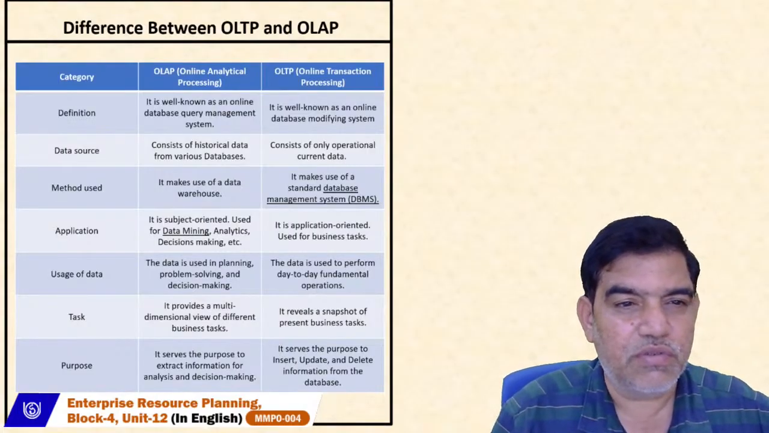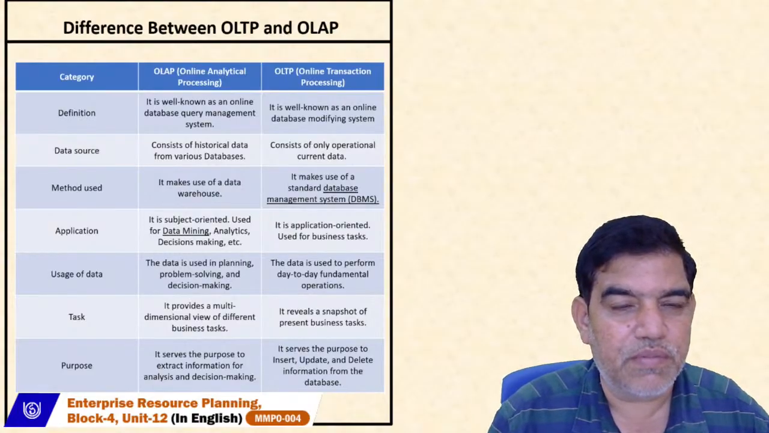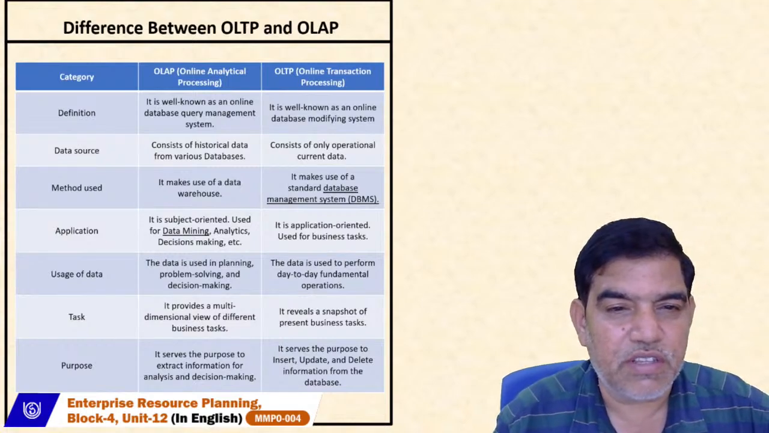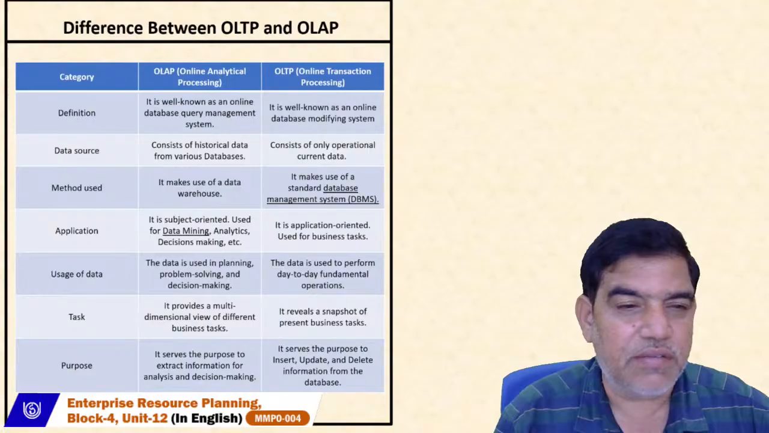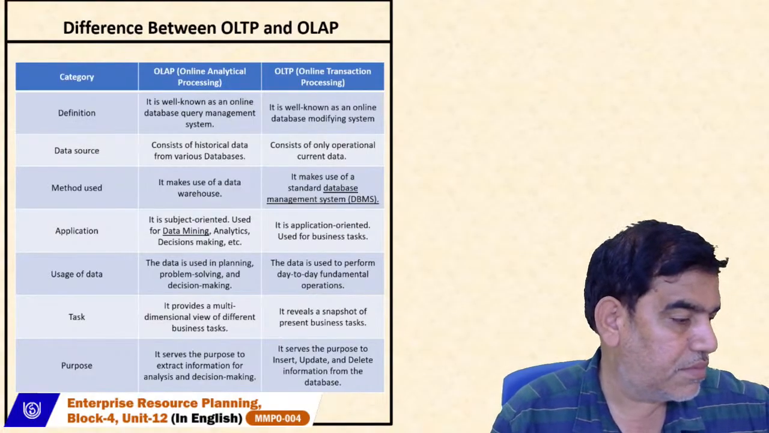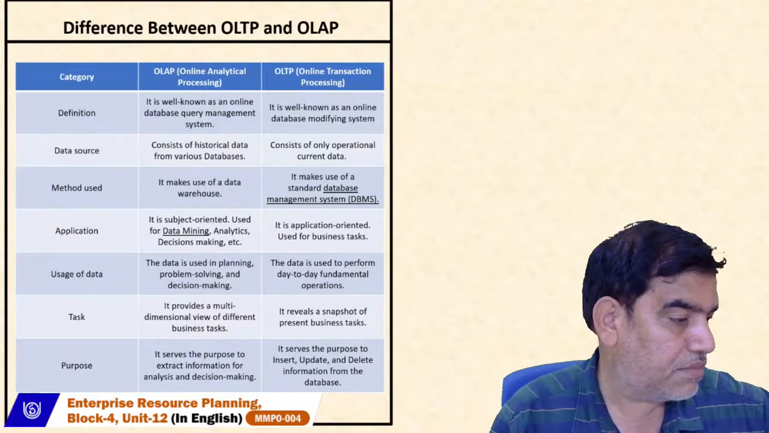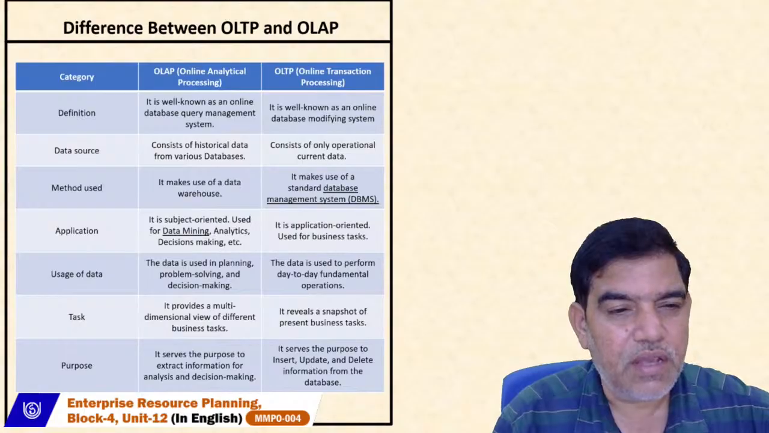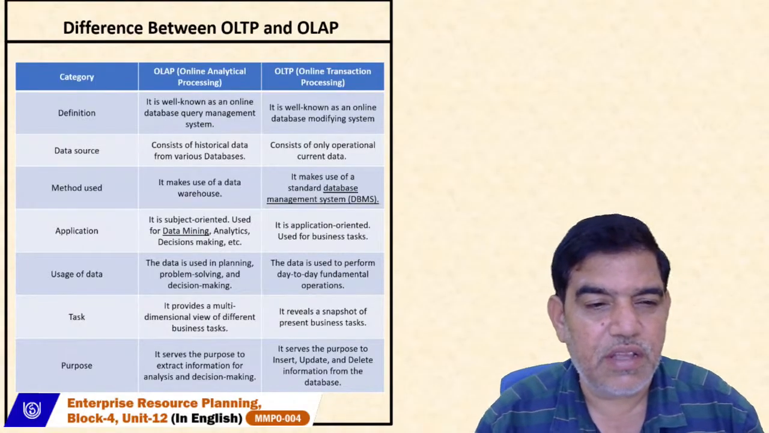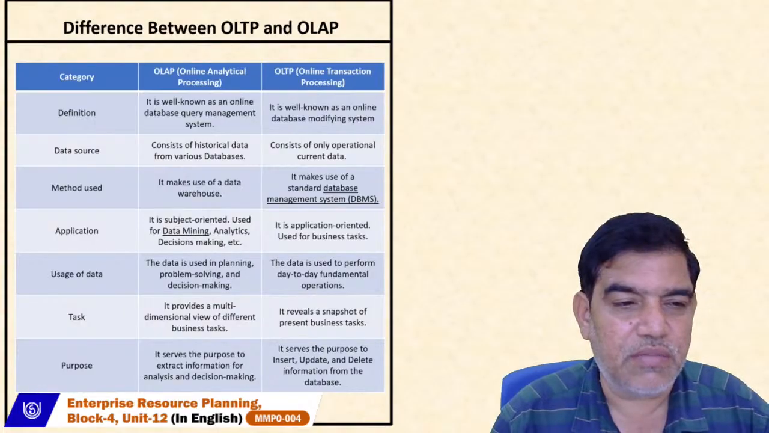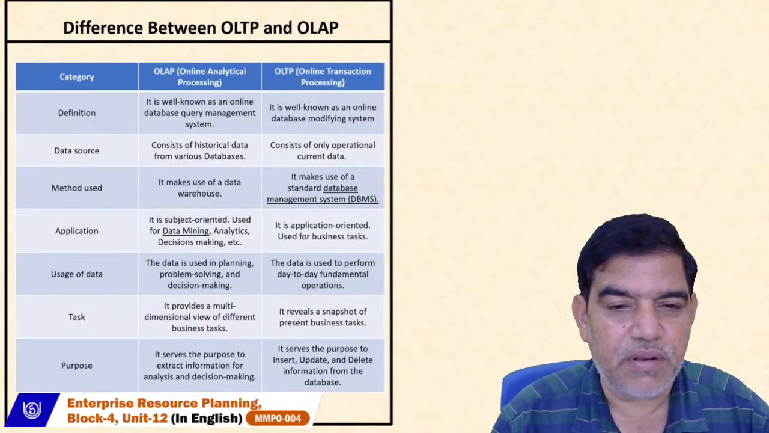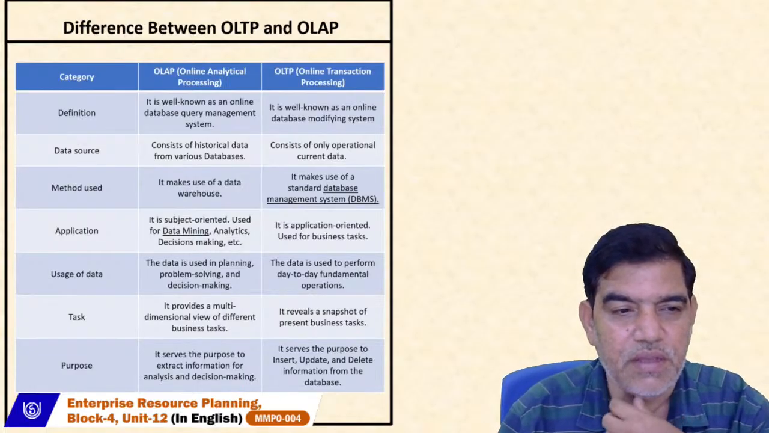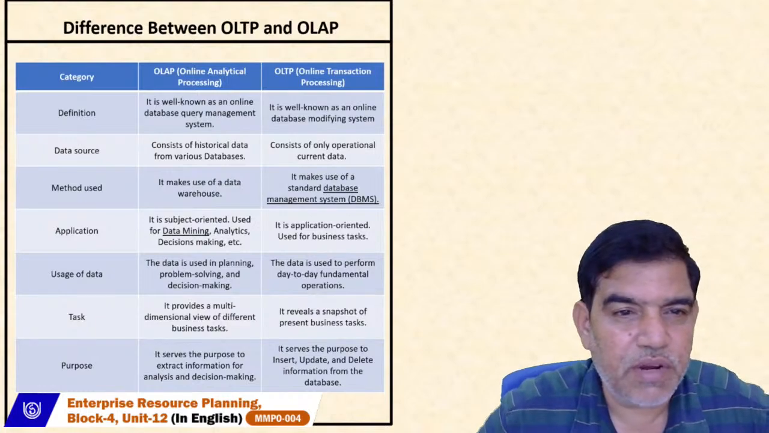Then data source, where the data comes from. In OLAP, data comes from historical data, so it consists of historical data from various databases. In OLTP, it consists of only operational current data. Then application. OLAP is subject oriented, used for data mining, analytics, and decision making. OLTP is applicable only for business task orientation. So these are the application areas of OLAP and OLTP.